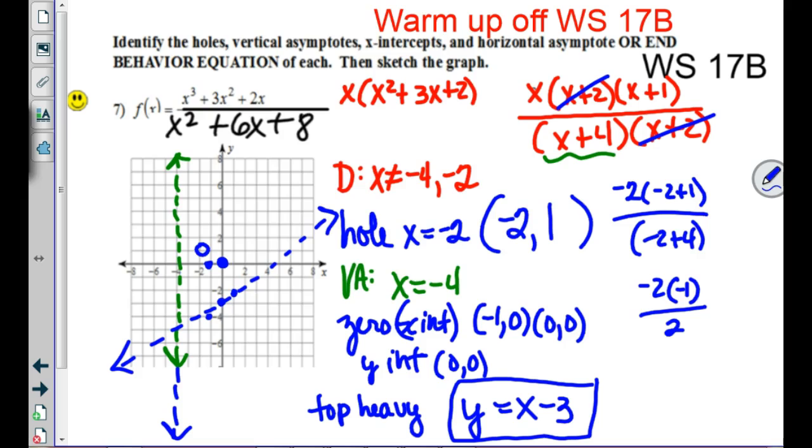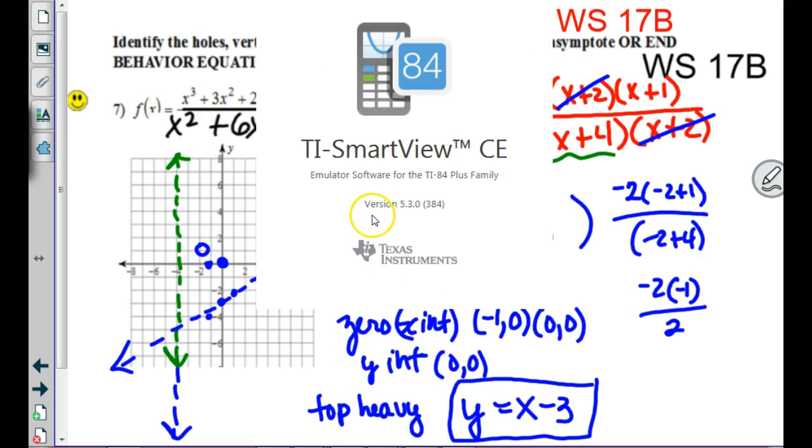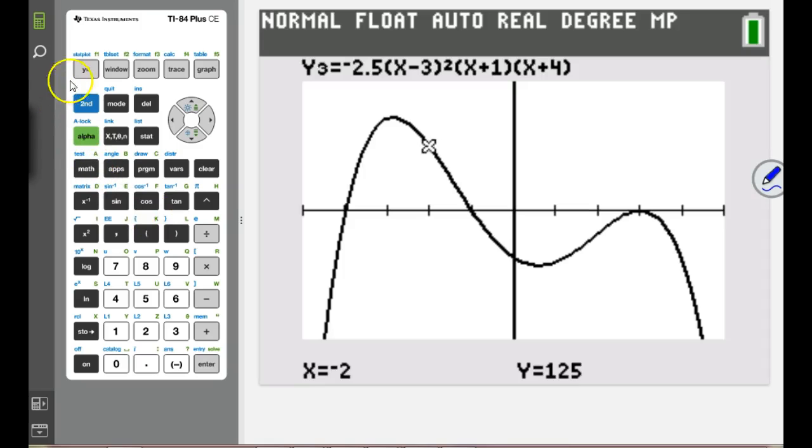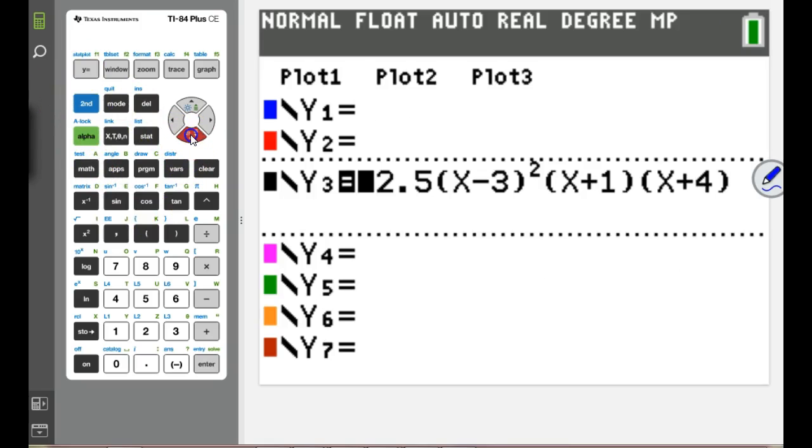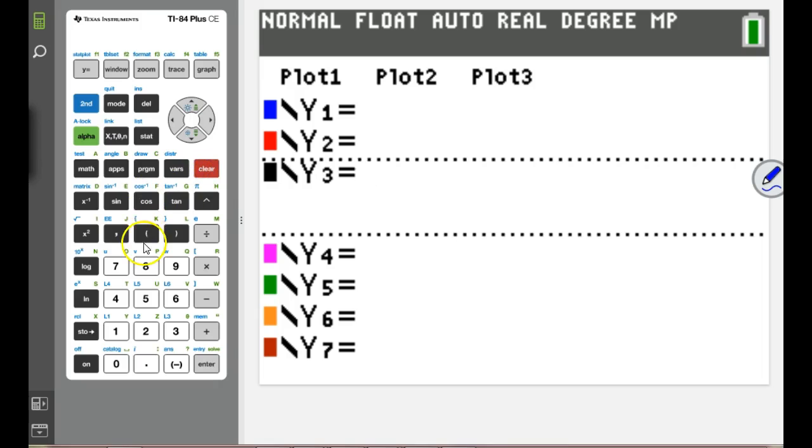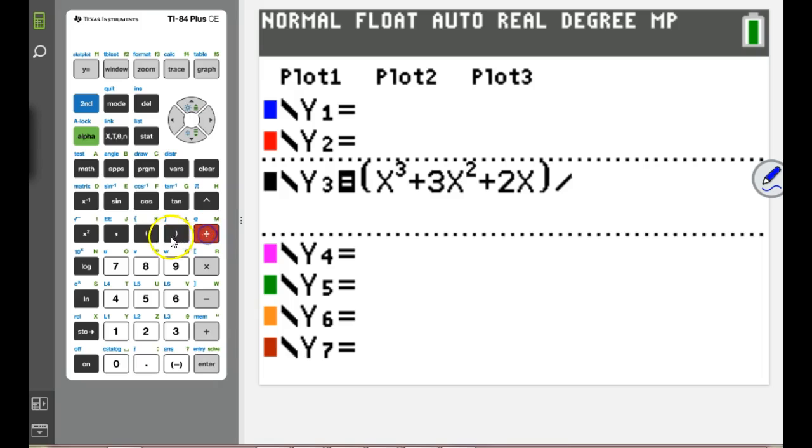I wish I had this typed in already, so that we didn't have to spend a lot of time on this, but I don't. So it's x cubed, someone help me, plus 3 plus 2x, all divided by x squared plus 6x plus 8. Did I remember it right?